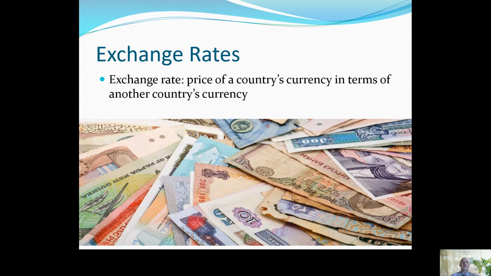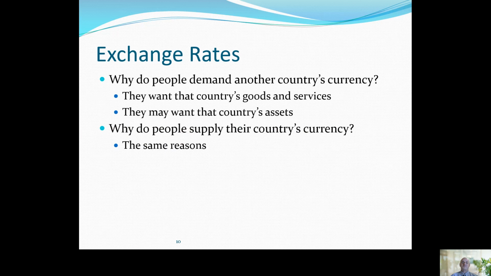So there is this idea of what's called an exchange rate. The exchange rate is simply the price of one country's currency relative to another country's currency. And we think about, why is it that we would even demand other countries' currencies? It's because we want what they're producing. So the more we desire the things that those countries are producing, the more we're going to demand their country's currency. We may decide to purchase assets in those countries.